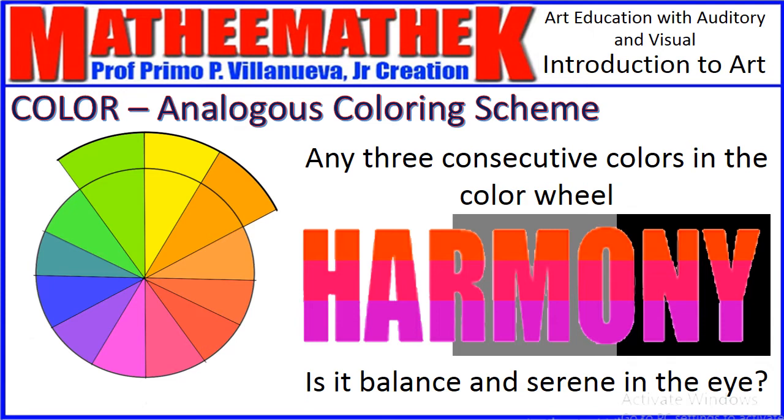Another coloring scheme that you can use is the analogous. It is a group of 3 of adjacent colors that brings balance, harmony, and serenity. How do you find red, red-violet, and violet when used in a white background? Gray background? How about in black background?